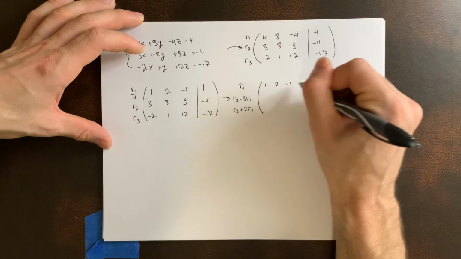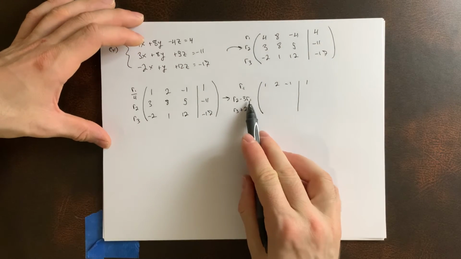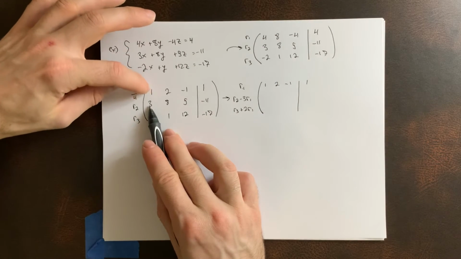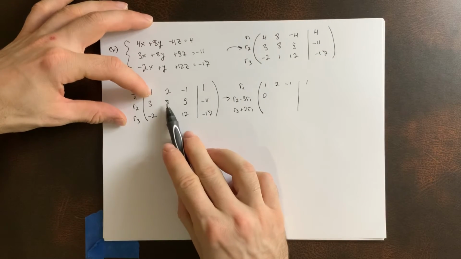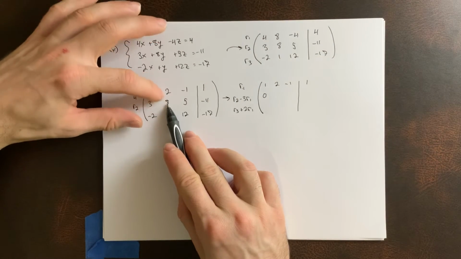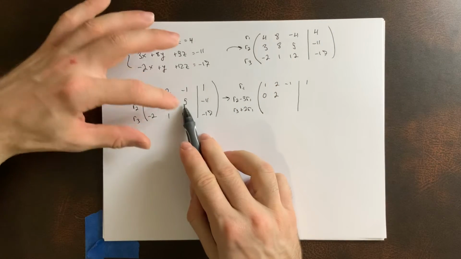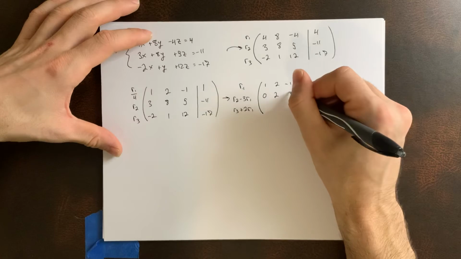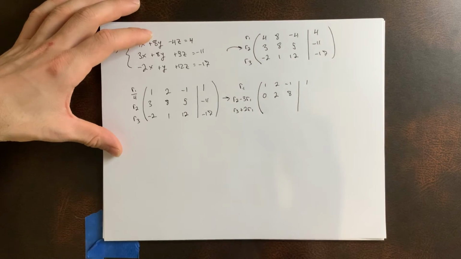1, 2, minus 1, 1. See what happens now when we do row 2 minus 3 row 1. Row 2, which is 3, now minus 3 of this. That's 3 minus 3, which is 0. Now 8 minus 3 of that, which is 8 minus 6, that's 2. Now 5 minus 3 of this, well, that's 5 minus a negative 3, so 5 plus 3, which is 8. And minus 11 minus 3 of that, that's going to be minus 14.